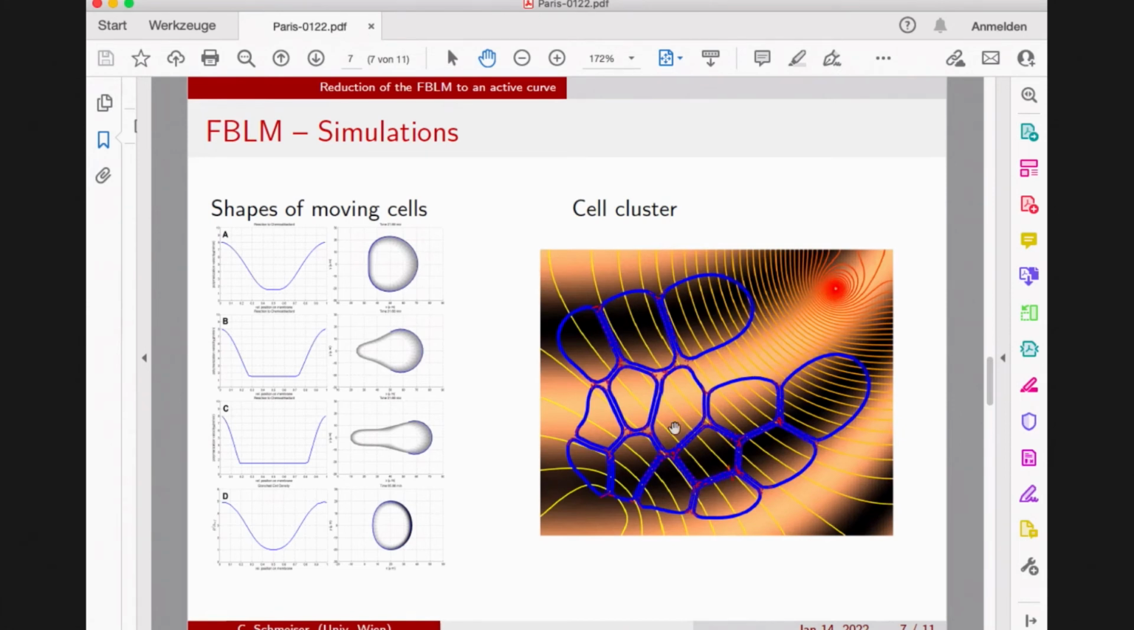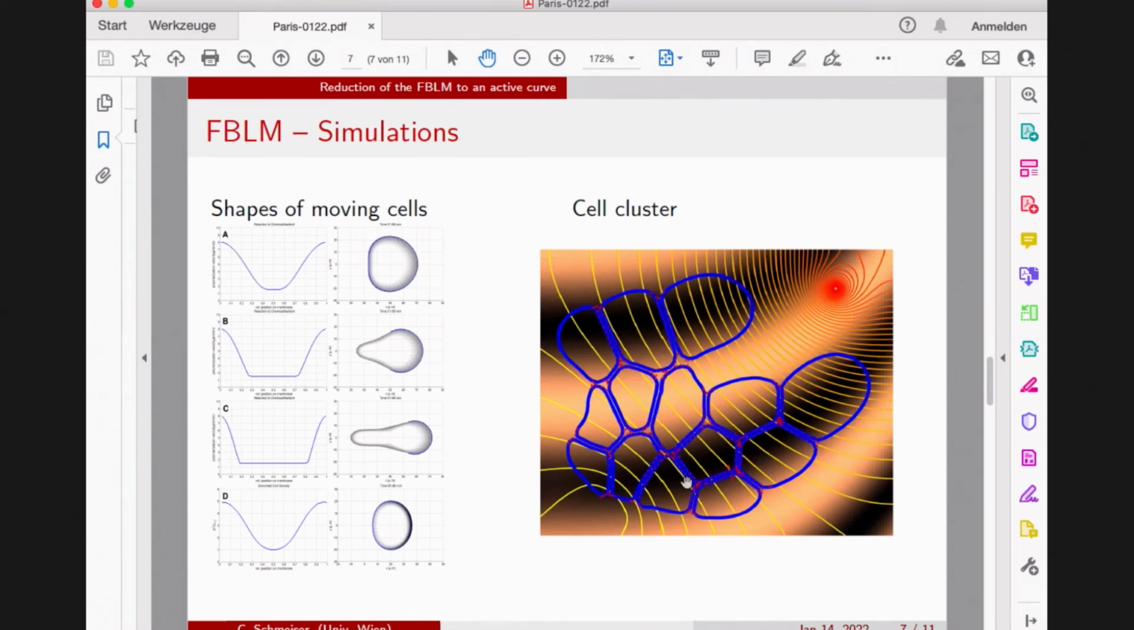The point is that this is a very big computation. To compute the dynamics of this situation, it's really a big computation. But it shows in principle that the model is well suited for computing monolayers of cells.